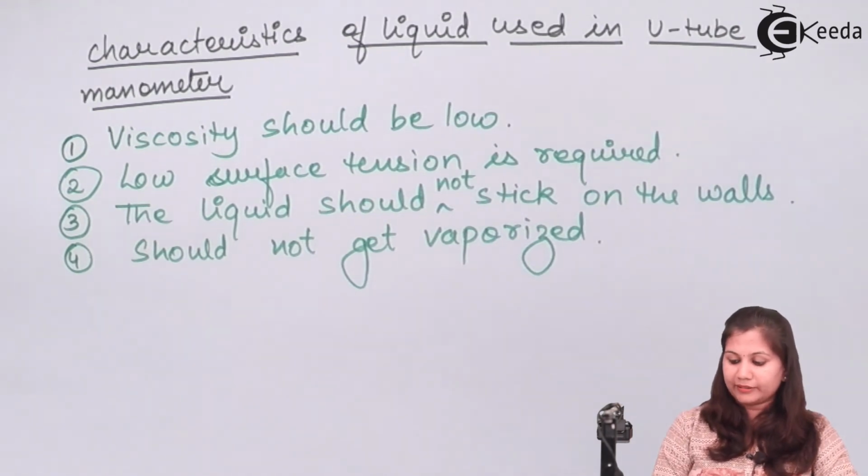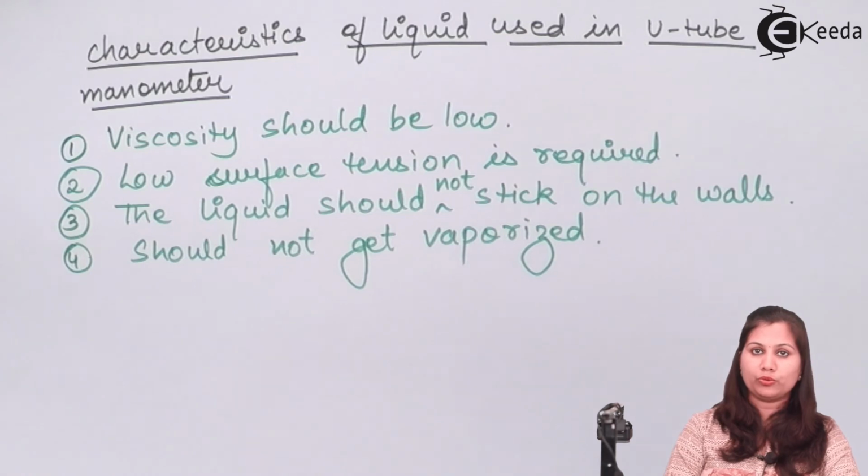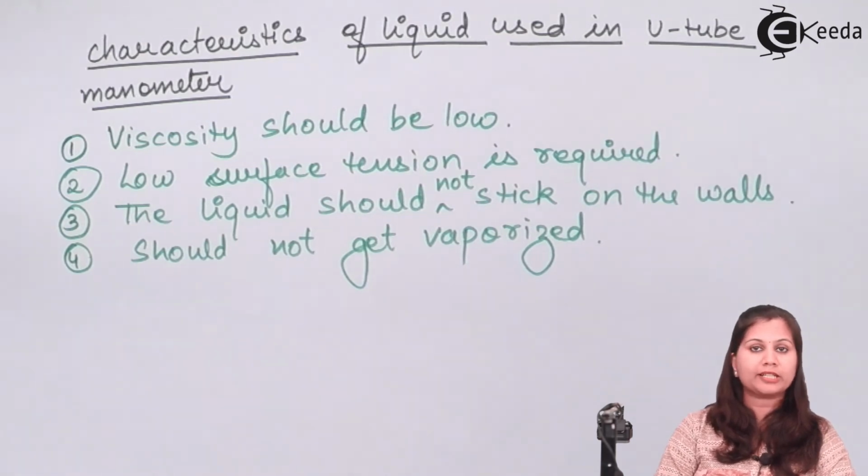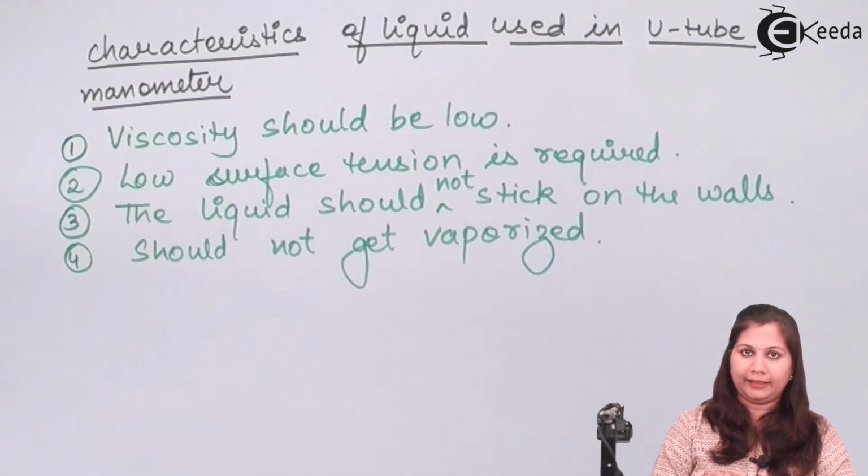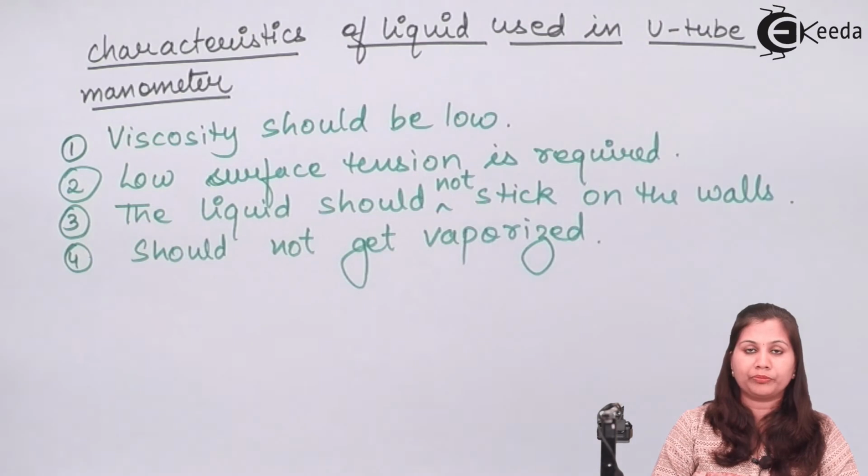So these are the characteristics of the liquids which are to be used in the U-tube manometer. The first and foremost requirement is that its density should be very high. Viscosity should be low, surface tension should be low, and it should not get vaporized and should not stick to the walls of the tube.